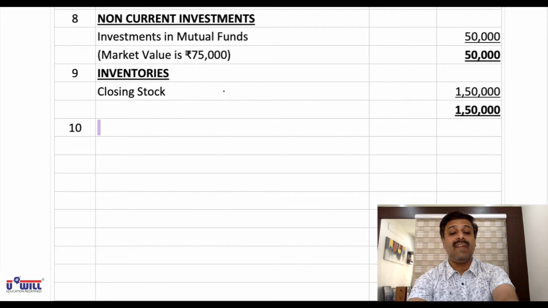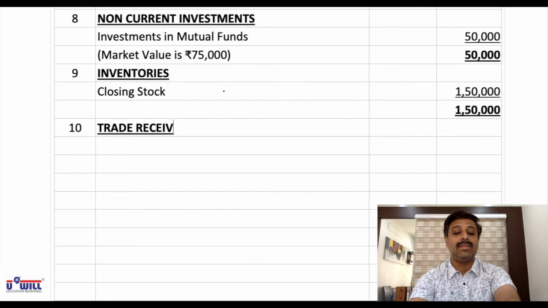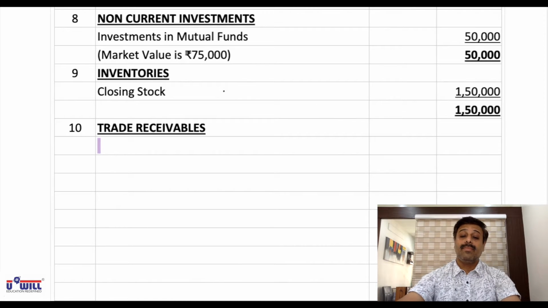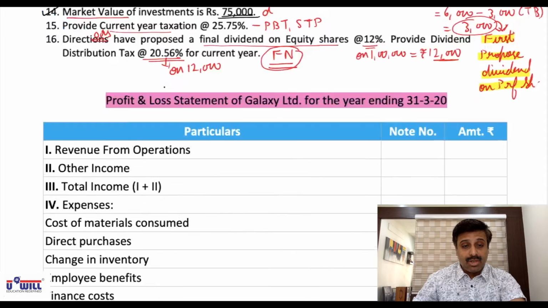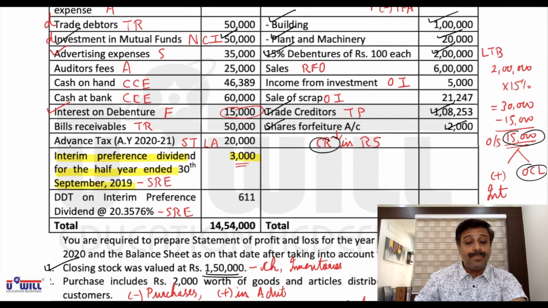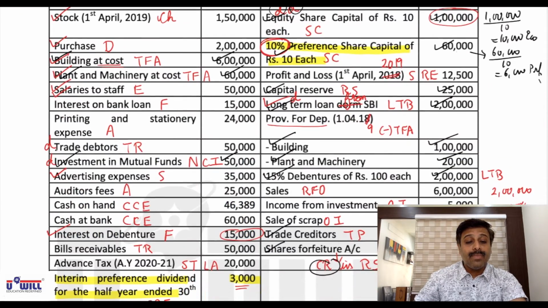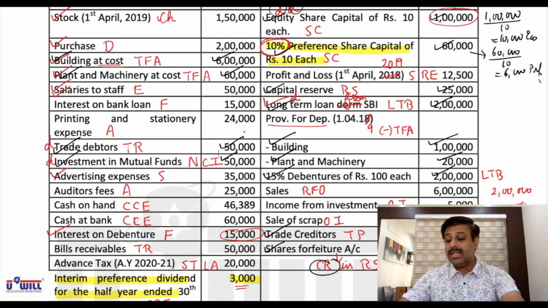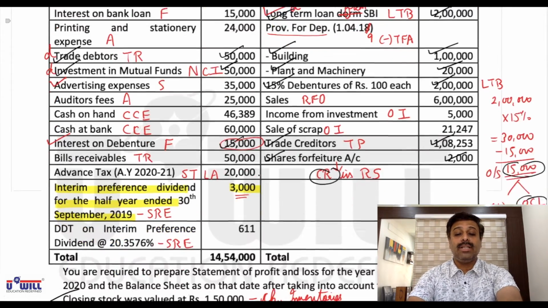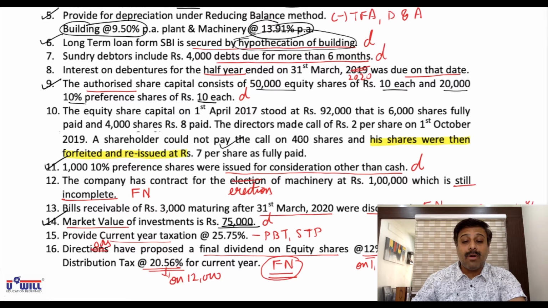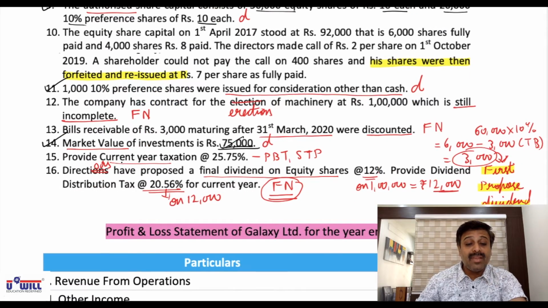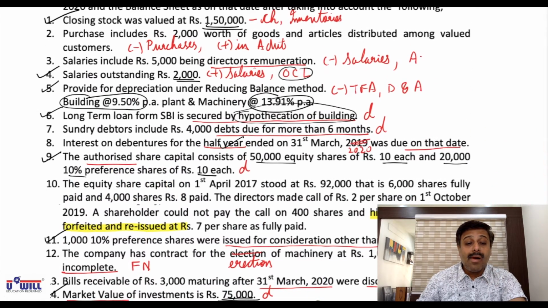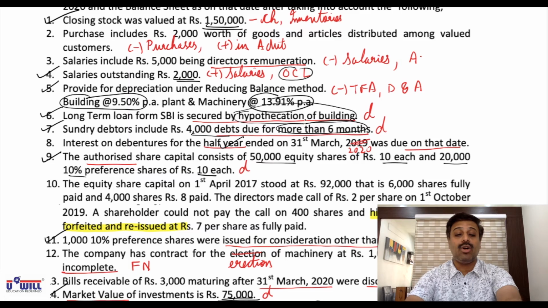Then after inventories, trade receivables. In the trial balance, trade receivables or debtors are 50,000, and there is a disclosure again. What is the disclosure? Debts. Out of 50,000, the disclosure is in adjustment 7. Out of 50,000, 4,000 are due for more than 6 months. So that will show in the inner column.